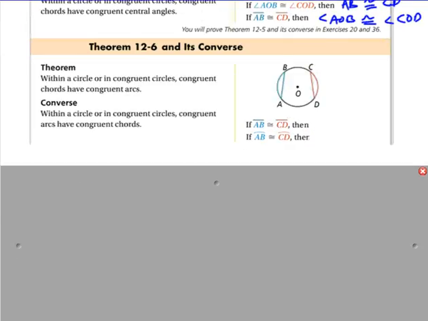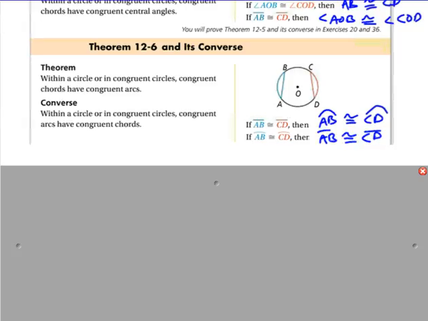And one more theorem for this page. We're going to combine the arcs and the chords now. So within a circle or congruent circles, congruent chords have congruent arcs, and the converse, congruent arcs have the congruent chords that go with them. So if we know that AB is congruent to CD, then the arcs that go with it, arc AB is congruent to arc CD, and vice versa. If the arcs are congruent, then the chords are congruent. Chord AB is congruent to chord CD.